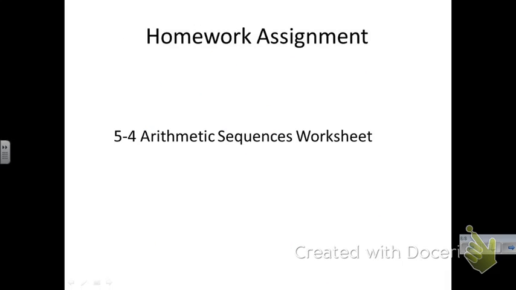Okay, so that should help you with your assignment 5-4 arithmetic sequence worksheet.